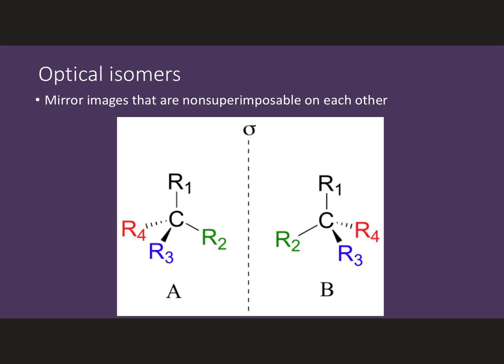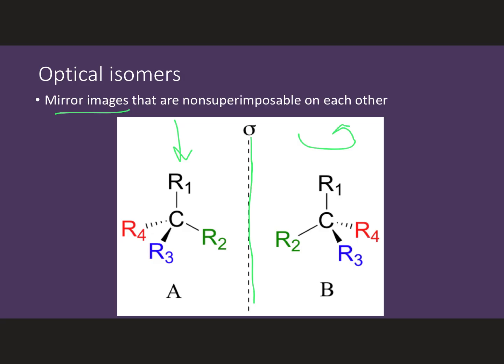Optical isomers is another thing that we saw in orgo quite frequently. This is when we had the mirror images that were non-superimposable. Commonly how we were taught to look at this is to draw your molecule and then draw the mirror plane here and do the reflection and say, hey, can these be rotated in such a way that they overlap?